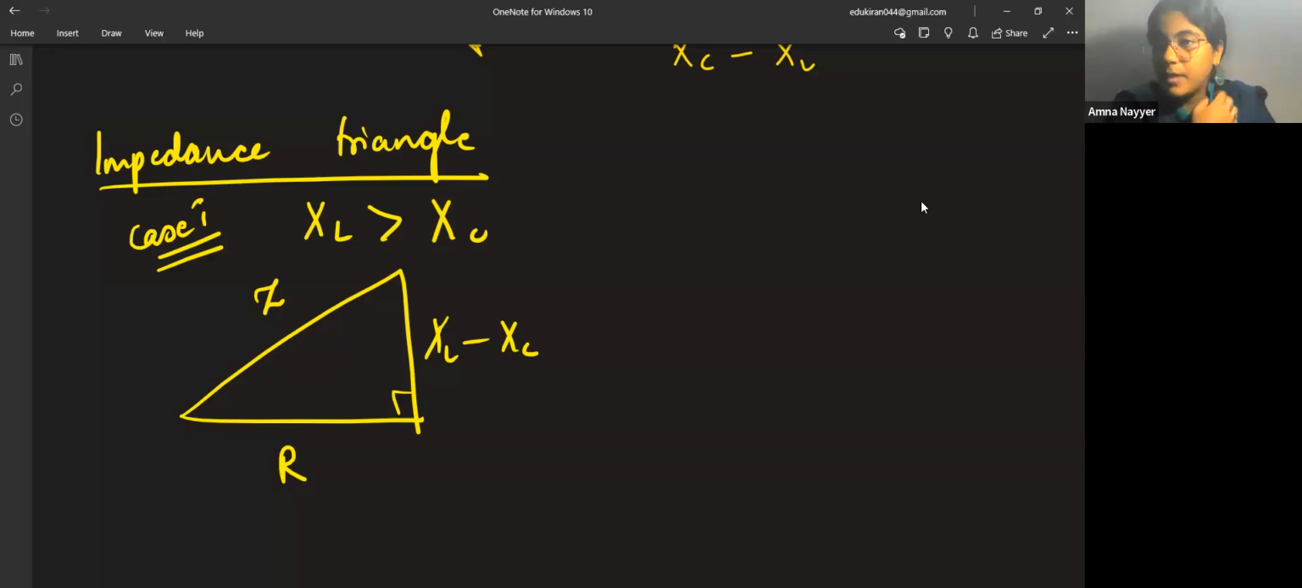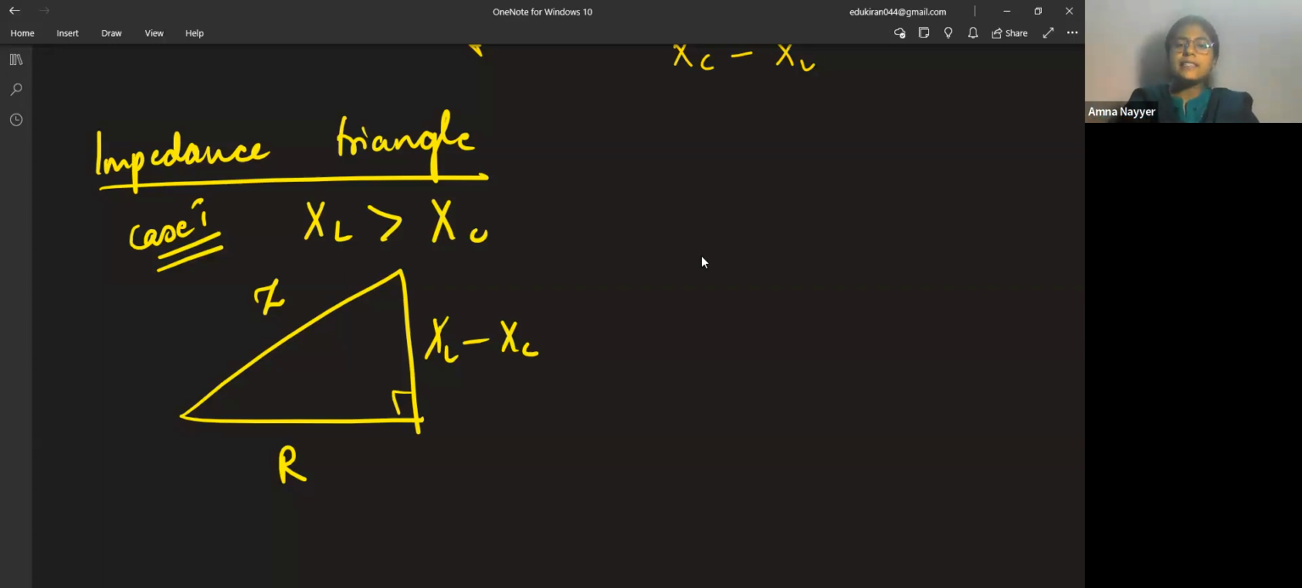So impedance basically means what? Impedance means the resistance of the entire LCR circuit. This is what is meant by impedance. Fine. When we talk about the impedance triangle, two cases can occur. We just write the triangle for our calculation purpose so that it becomes easier for us to understand and derive it. XL can be greater than XC, and again XC can be greater than XL. So we'll discuss two cases.